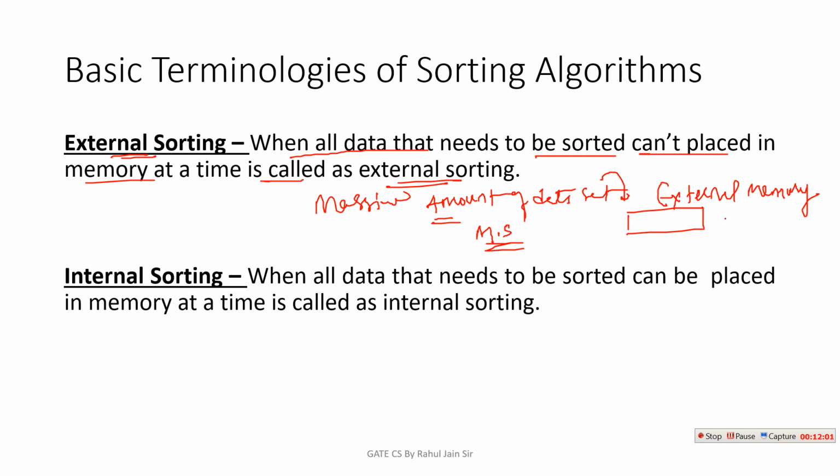So that external memory may be in the form of a hard disk or magnetic tapes. That external memory is required while sorting. It is called an external sorting algorithm.